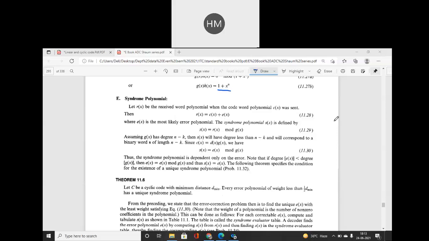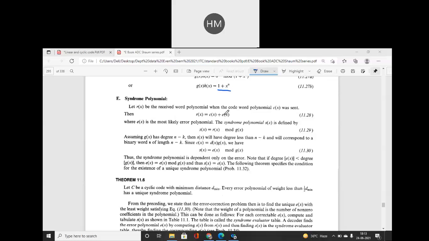Let R of x be the received word polynomial when the code word polynomial C of x was sent, so R of x is equal to C of x plus E of x. And what is E of x, student? It is the error polynomial. It should be 0 when there is no loss of information, when I can say 100% transmission was successful at the reception side. So error polynomial will be 0.